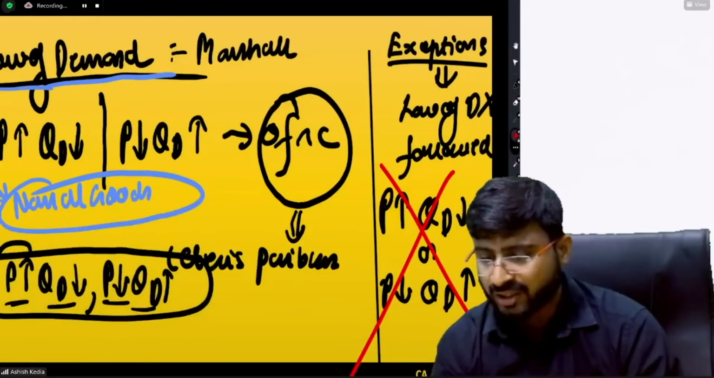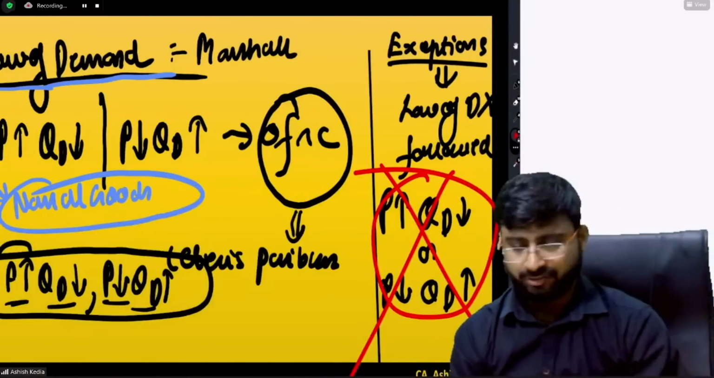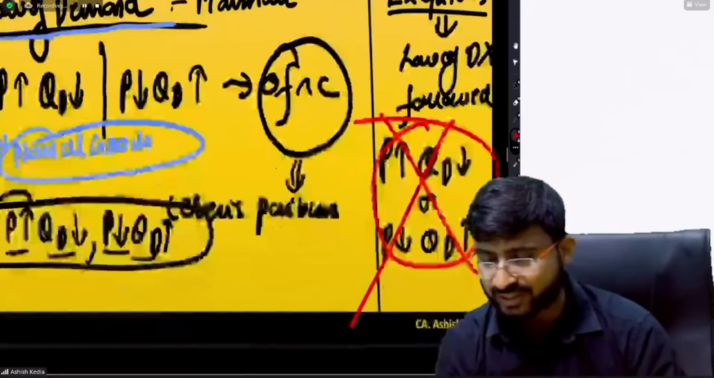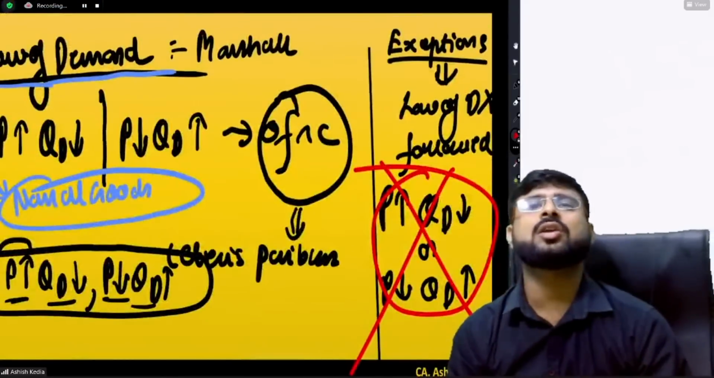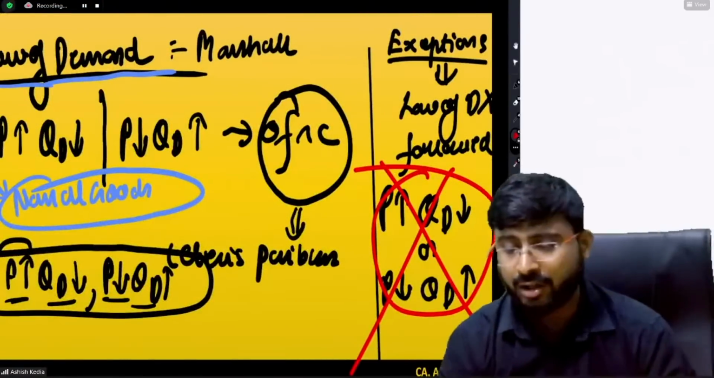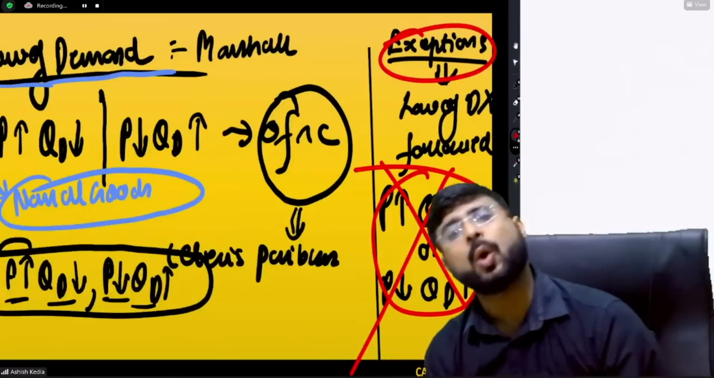In these exceptions, this relation will fail. We say now when price rises, quantity falls, or when price falls, quantity rises. All this relation or behavior will fail in case of exceptions to the law of demand.